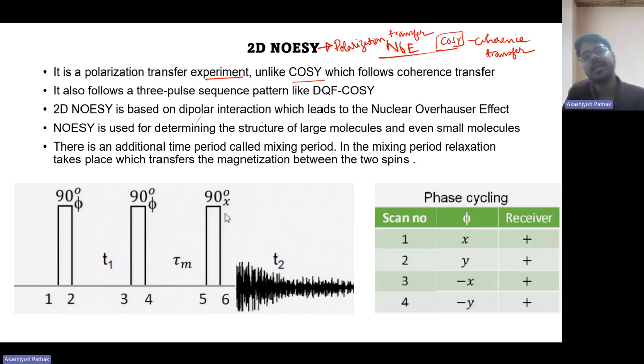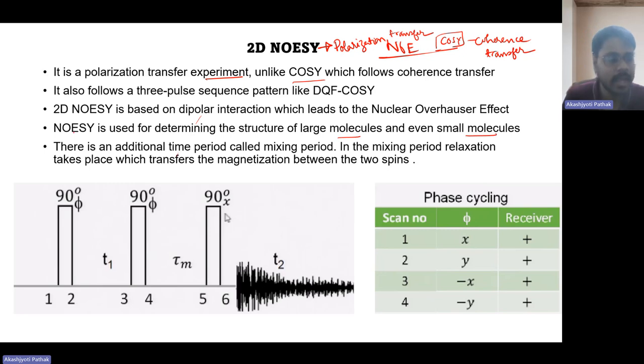What was dipolar interaction? We were seeing how the magnetization is getting transferred from one spin to another spin through electrons, through the bonds. Each nuclei is connected to the other through bonds, and these bonds are basically formed by the sharing of electrons. How the polarization is transferred from the nuclei to the electrons is what is known as dipolar interaction. And this dipolar interaction leads to the nuclear Overhauser effect, which is used for determining the structure of large molecules and even small molecules.